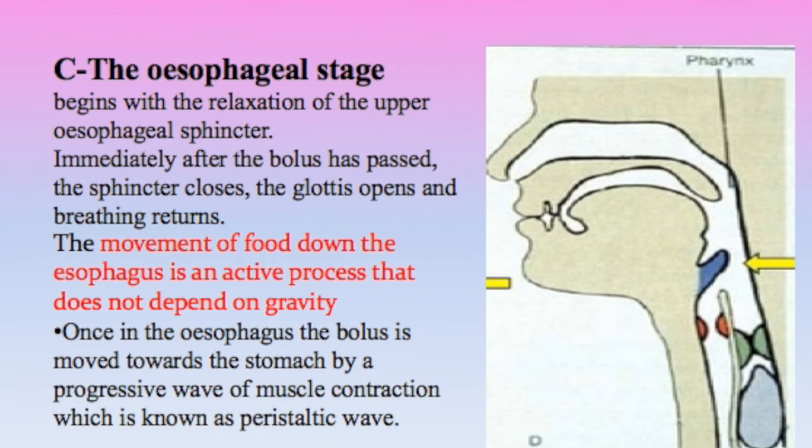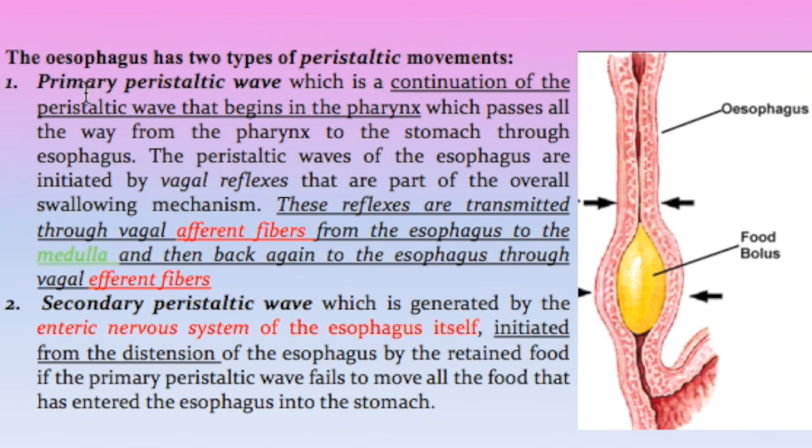There are two types of peristalsis. The primary peristaltic wave is a continuation of the peristaltic wave that began already in the pharynx, which passes all the way from the pharynx to the stomach through the esophagus. This wave is initiated by the vagal reflex, called the vagovagal reflex, which means that the afferent fibers pass through the vagus to the medulla, and the efferent fibers also pass through the vagus nerve.